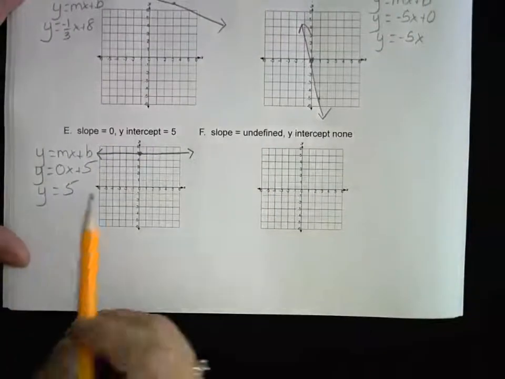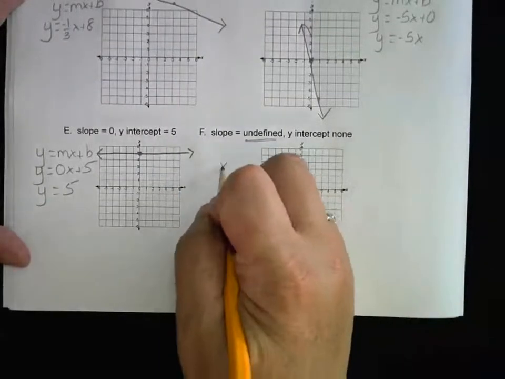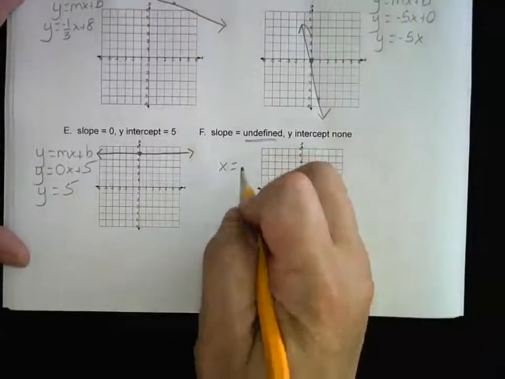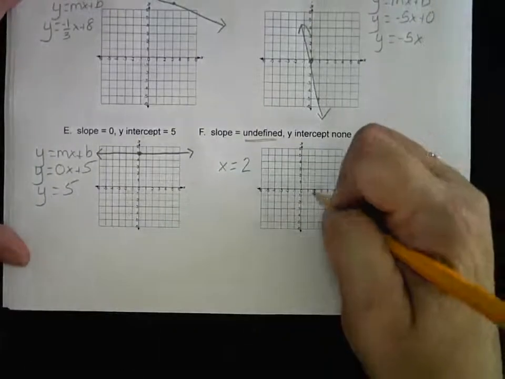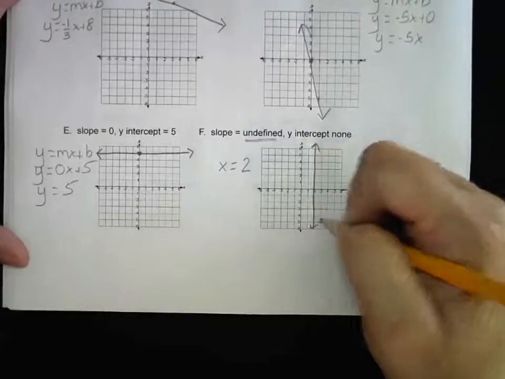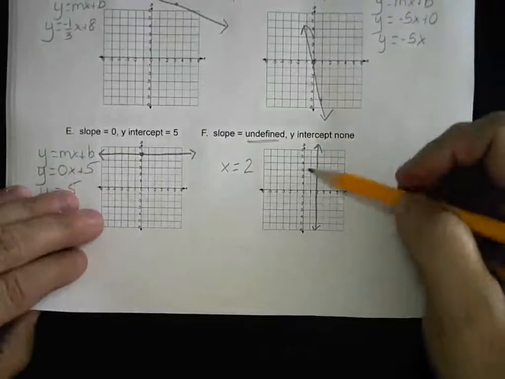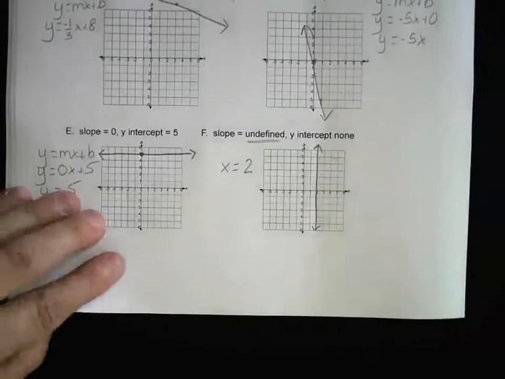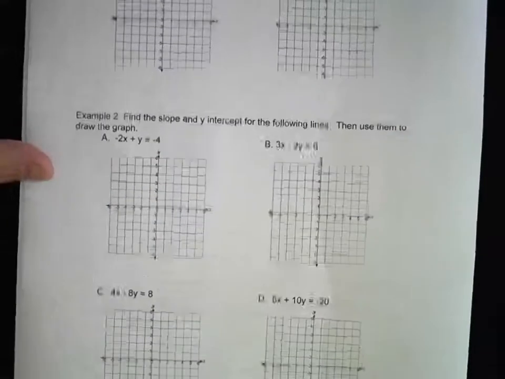And for a slope that is undefined, the equation of that line will be x equals something, and x equals 2 would be this line that goes straight up and down. And you'll notice it doesn't touch the y-axis. Couple more at the top of the next page.